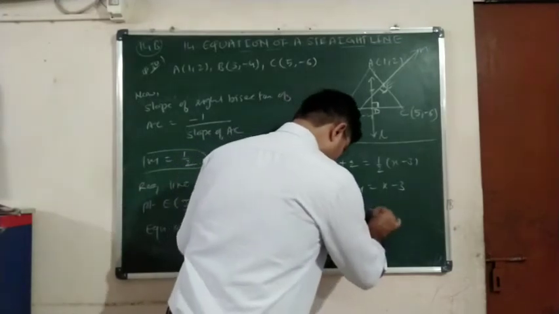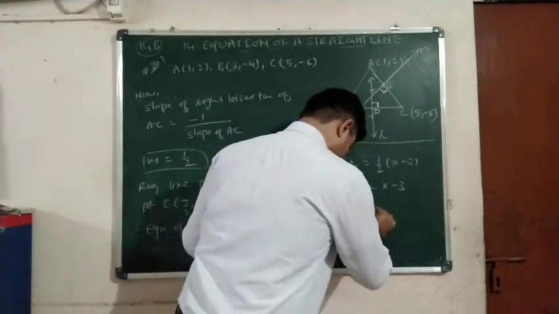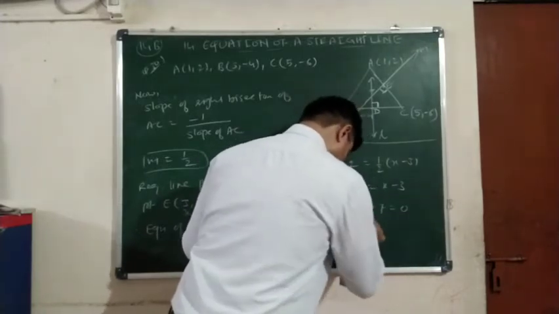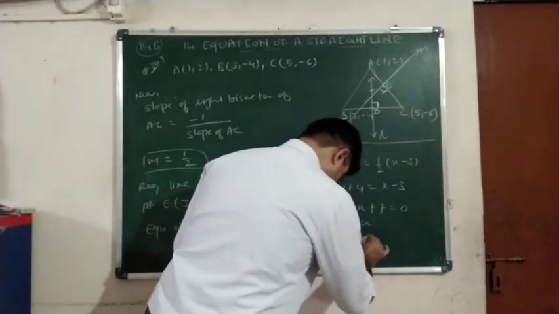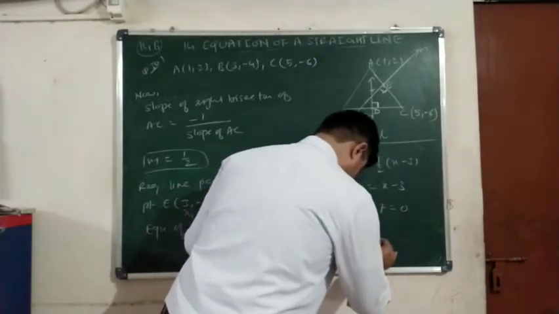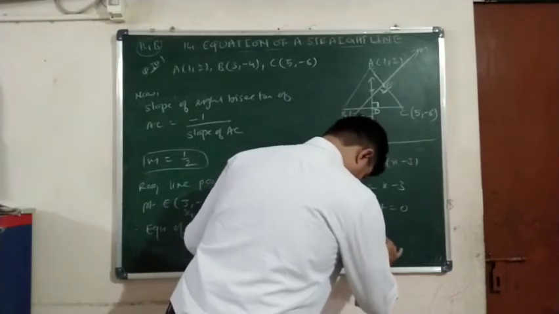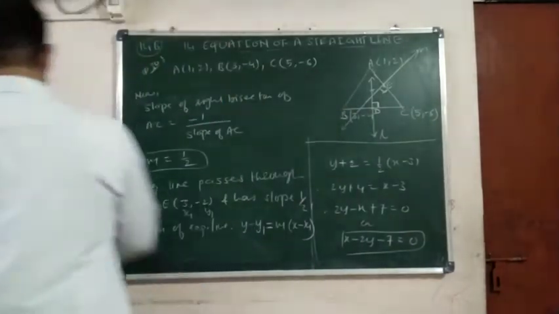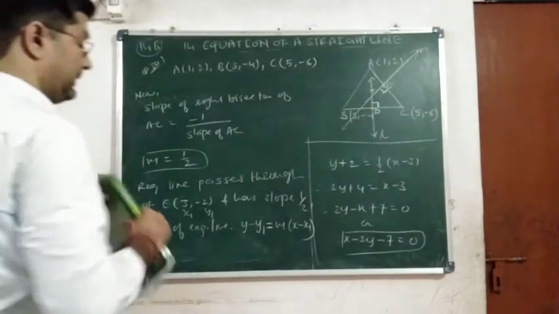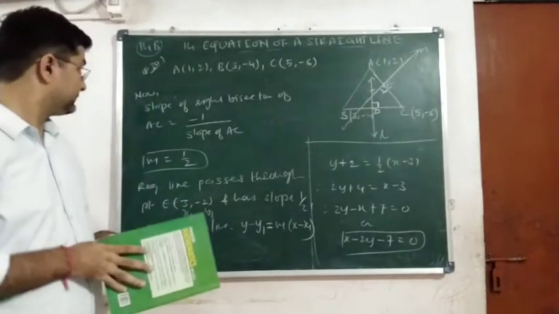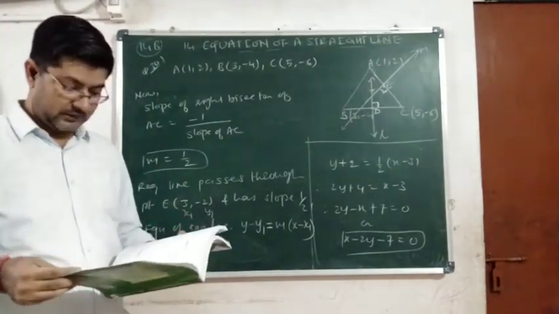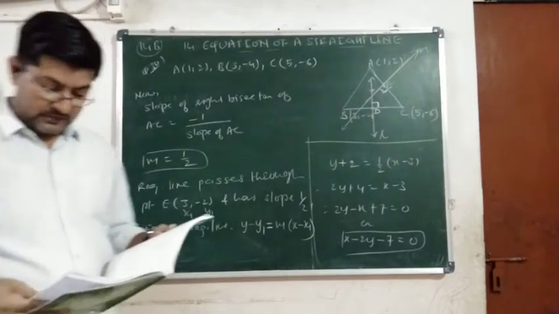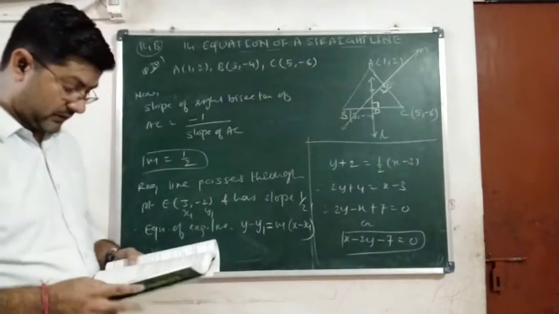Therefore 2y minus x plus 7 equals 0, or x minus 2y minus 7 equals 0, or x minus 2y equals 7. So you can write it down any way. Okay, so this is the second part of question number 30. The equation is x minus 2y equals 7. These are all lengthy questions, easy but lengthy.